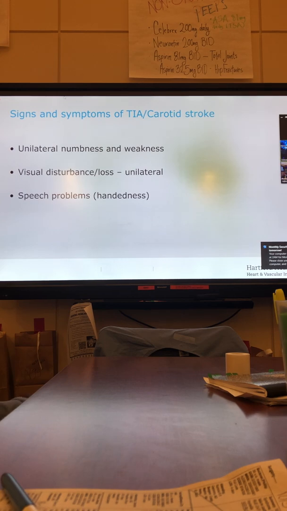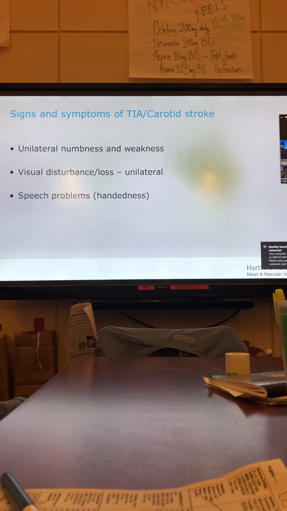What about visual loss? So I always tell patients the classic visual loss, and I try not to lead them. I try to let them tell me. If they tell me classically, oh, it's like the shade going across the eye, that's pretty classic. I'll say, all right, fine, that was a TIA.